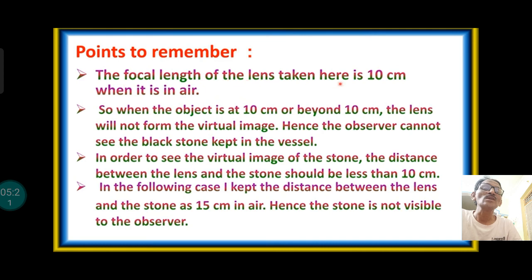If you want to see the virtual image of the black stone, it should be within the focus of the convex lens, or less than the focal length of the convex lens. So we can get a virtual image. If the stone is kept beyond 10 cm, it is not visible. But when it is within the focal length of the lens, a virtual, erect, magnified image of the stone is observed when it is between the pole of the lens and the focus.